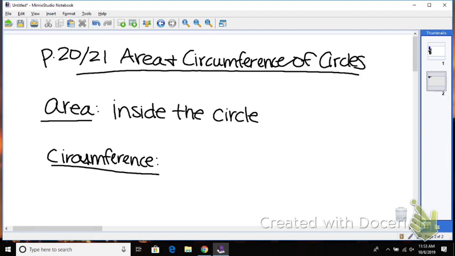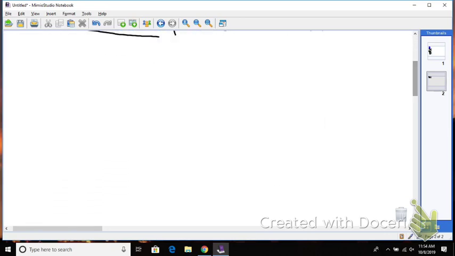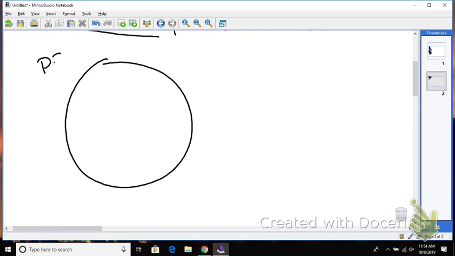Okay, circumference, we're going to use the word perimeter. Perimeter of the circle, or the outside edge of the circle. So on page 20, I want you just to draw a big circle with your pencil. This is going on page 20 in your book.